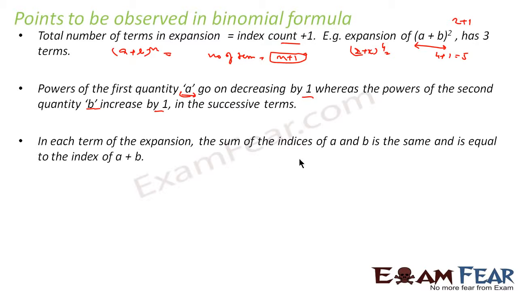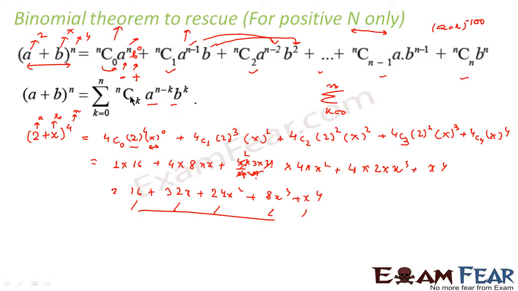Also, in each term of the expansion, the sum of the indices of a and b is the same and is equal to the index of (a plus b). So if you see, in these terms the sum of indices is always the same: n plus 0 is n, n minus 1 plus 1 is n, n minus 2 plus 2 is n, 1 plus n minus 1 is n, 0 plus n is equal to n. Here also, in the common formula we have got, n minus k plus k is equal to n. So the sum of the powers of a and b is always equal to n. Here, since we have taken 2, we can't see it, but had this been y, we could have seen that the power is the same.